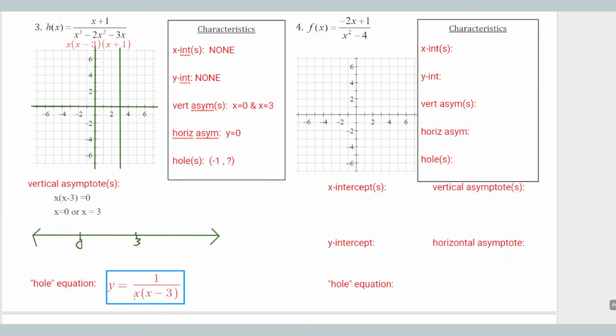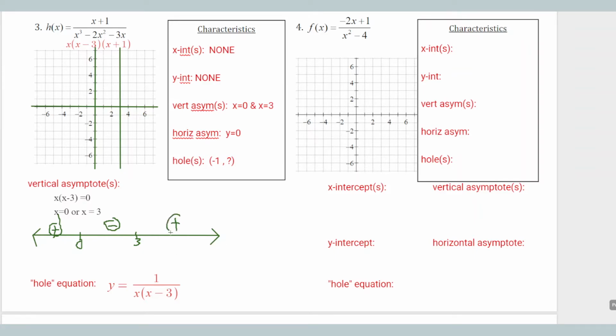If I plug in like a -10, I'm going to get a 1 divided by a negative times a negative, so we're going to be positive here. If I substitute in a 1, I'm going to get a positive times a negative, which is negative. So we know we're going to be below the x-axis here. And then if I substitute in, let's say, a 5, a 5 would be positive, positive, so we're above the x-axis here.